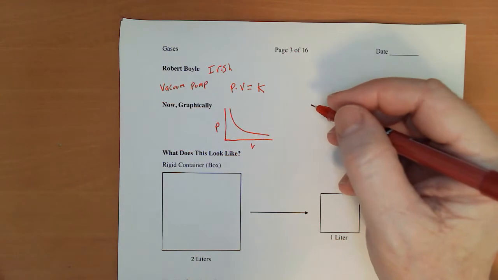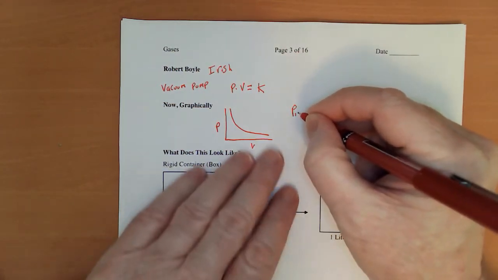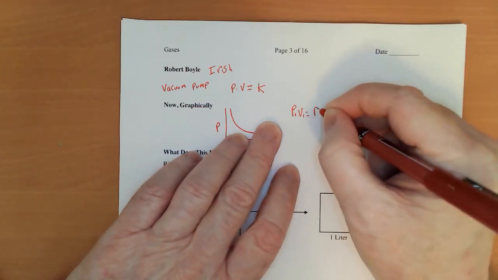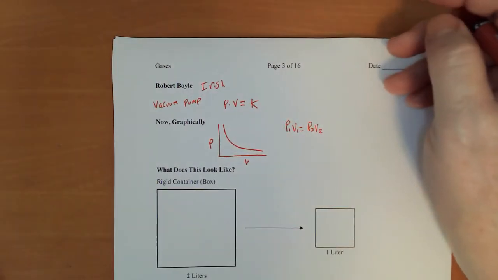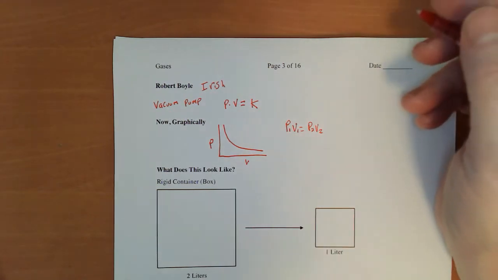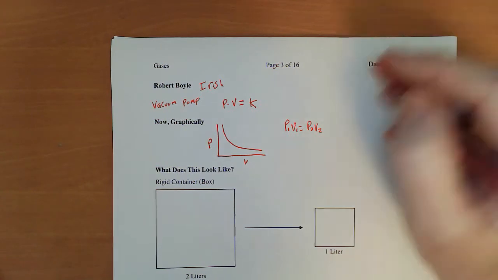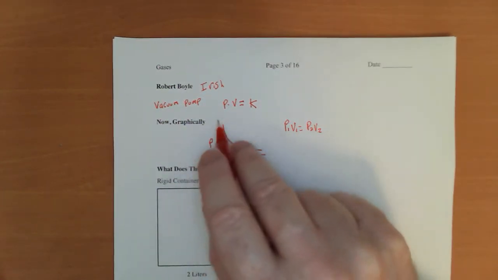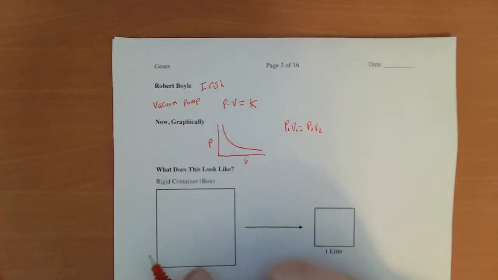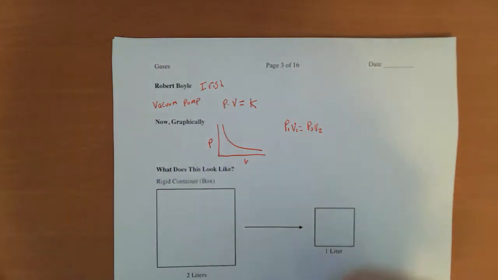Now, most textbooks incorrectly state that Boyle's law is P1 V1 equals P2 V2. That is an equation that is representative of the concept. That's not his law. Boyle's law states that pressure and volume are inversely proportional. That is, one goes up, the other goes down. Okay? This is an algebraic equation.